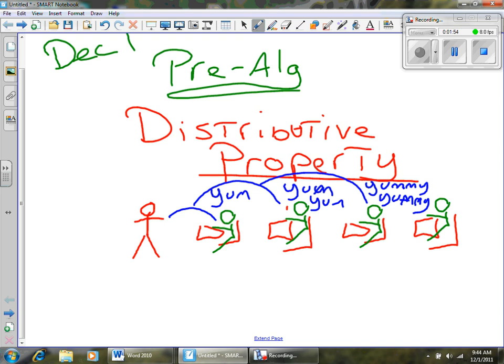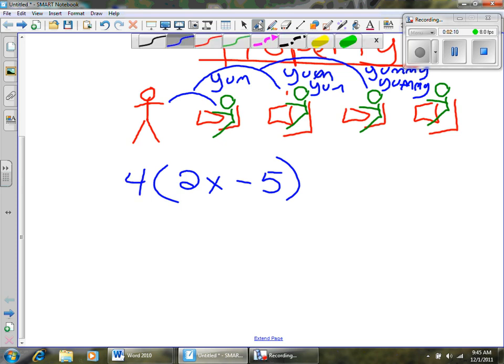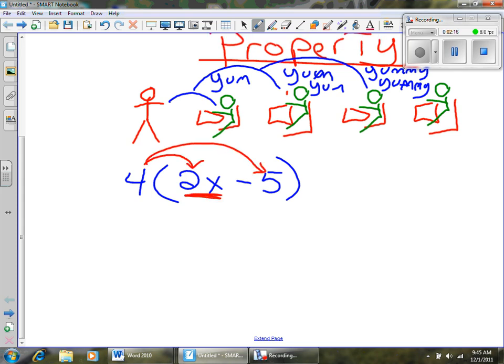And that's what the distributive property says. It says that you've got to pass candy out to everybody in the row. What's the row? Well, the row looks like a quantity, like 2x minus 5. That's the row. The candy is the number in front. Maybe there's a 4 in front. The distributive property says I have to pass candy out to everybody in the row, which means I have to multiply everything inside the quantity, inside the parentheses, by the number in front of it.